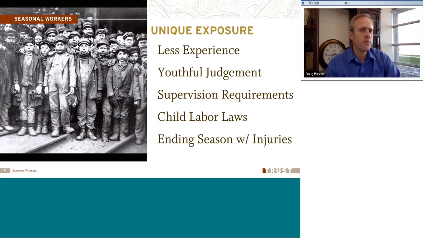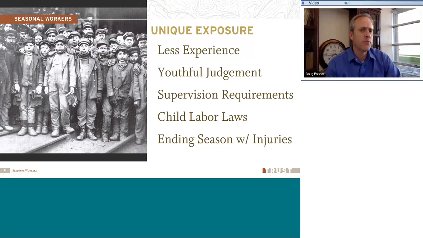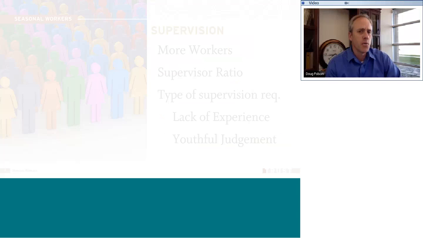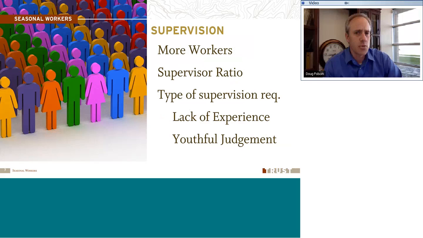So supervision. What are some of the things we need to be thinking about when it comes to supervision? Now, the first thing that really comes to my mind is when we get into the summer months or whatever our seasonal period is, and we bring on our seasonal employees, generally what we do is we increase the number of employees that we have to supervise, but we probably don't increase the number of supervisors that we have. So all of a sudden you have supervisors that are tasked with having to oversee more workers than they normally do.